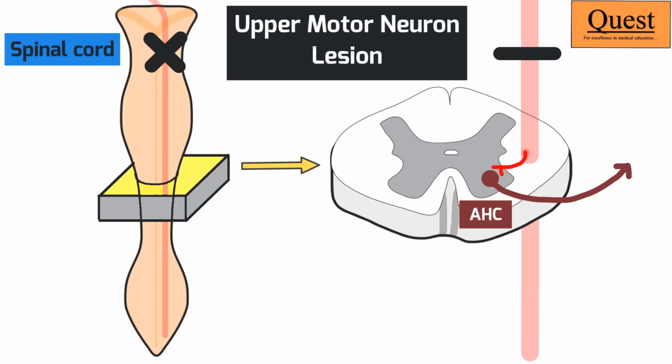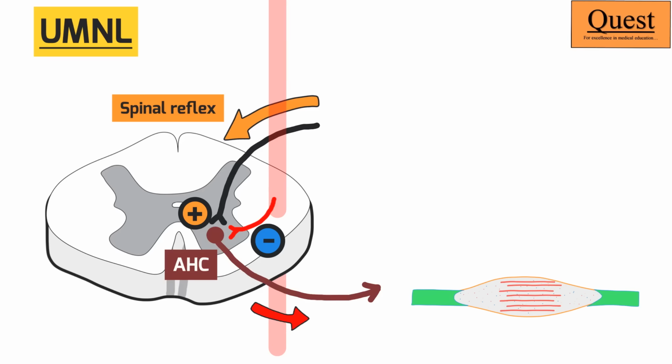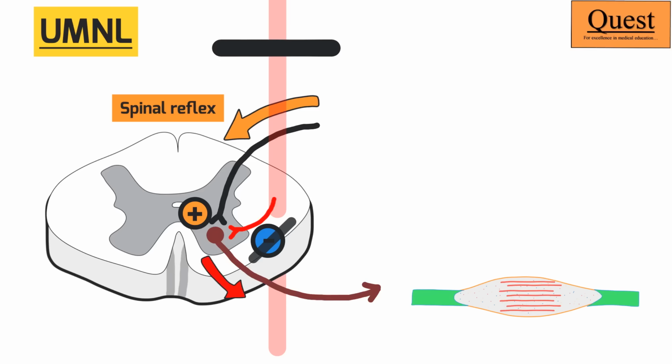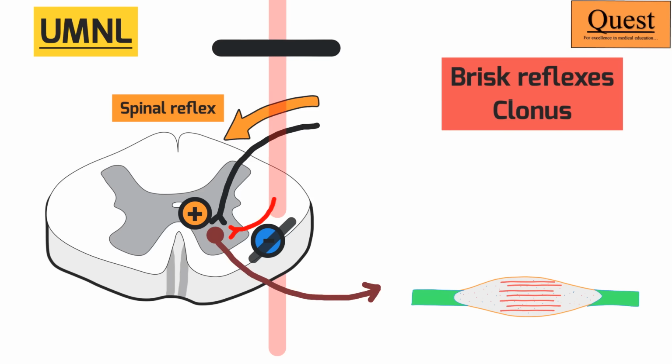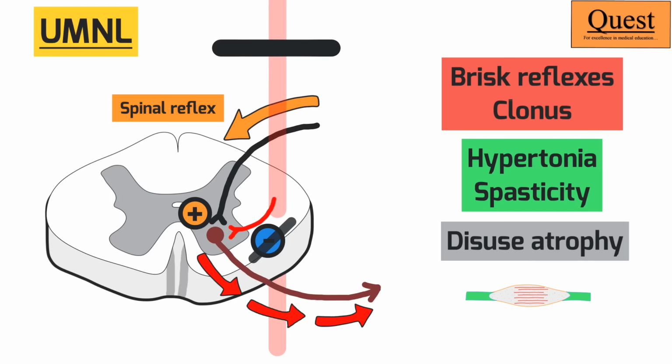For someone who has suffered an upper motor neuron lesion, there would be a loss of power for any voluntary activity. Also, since the inhibitory control of the pyramidal tract is lost, the reflex arc would actually get exaggerated. Patients would manifest brisk reflexes, and also since the firing in the anterior horn cell because of the reflex feedback would increase, the tone of the muscles would go up. However, since the voluntary activity stops, over a period of time the muscles will start losing their mass. This isn't called wasting, this is called disuse atrophy.